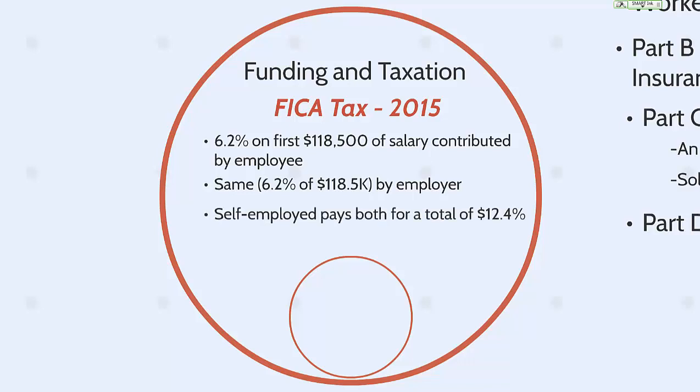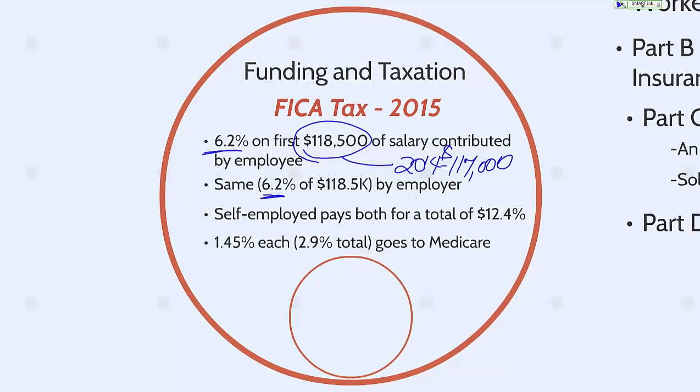If a person is self-employed, they must pay both the 6.2 for themselves and as an employer for a total of 12.4%. Note that the $118,500 is what's changed over the years. The 6.2 here and here has not gone up for decades. But for example, in 2014, this was $117,000. So this has been what's gone up over the years. That is the tax base.